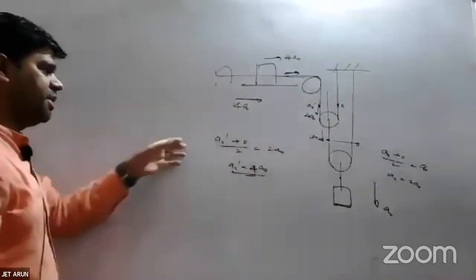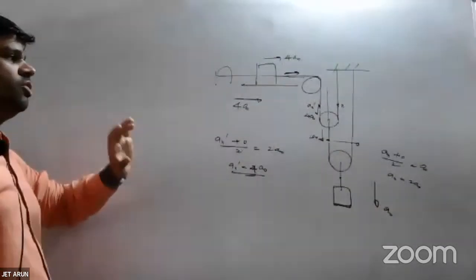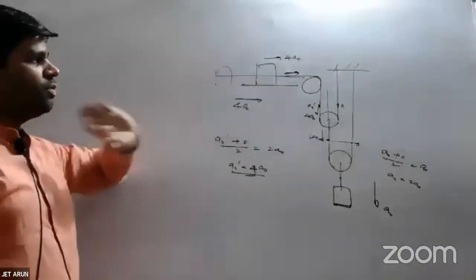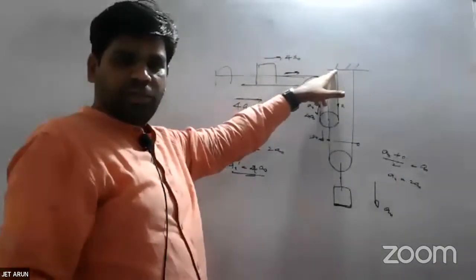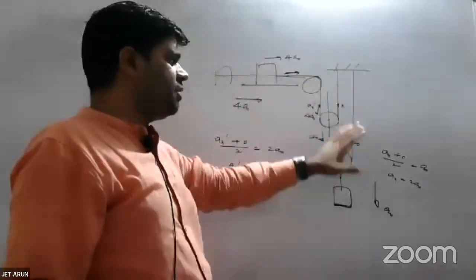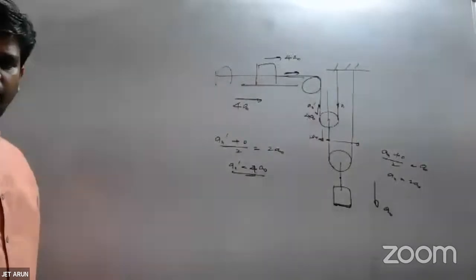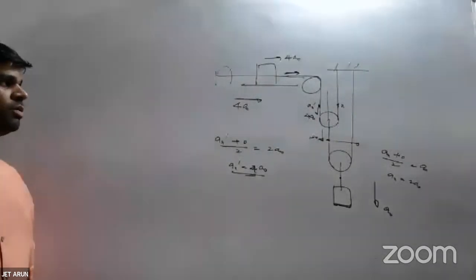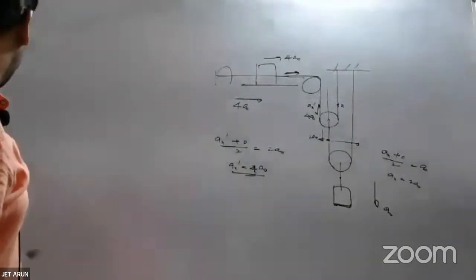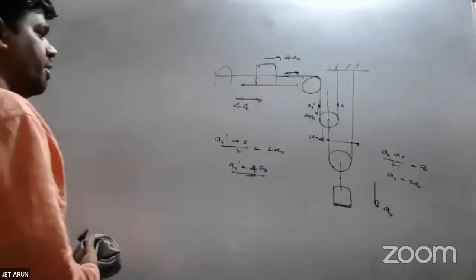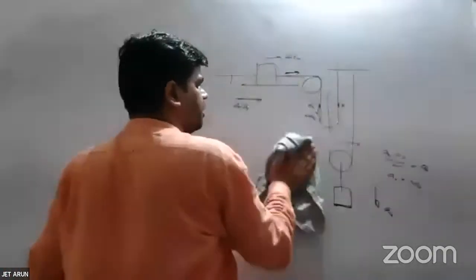Either use this equation, the pulley equation, or use the push-pull method. Push-pull method may not always work, because it will work only when one end of the string is fixed. Otherwise, the pulley equation is always there to rescue. All right, now I got the acceleration relation.